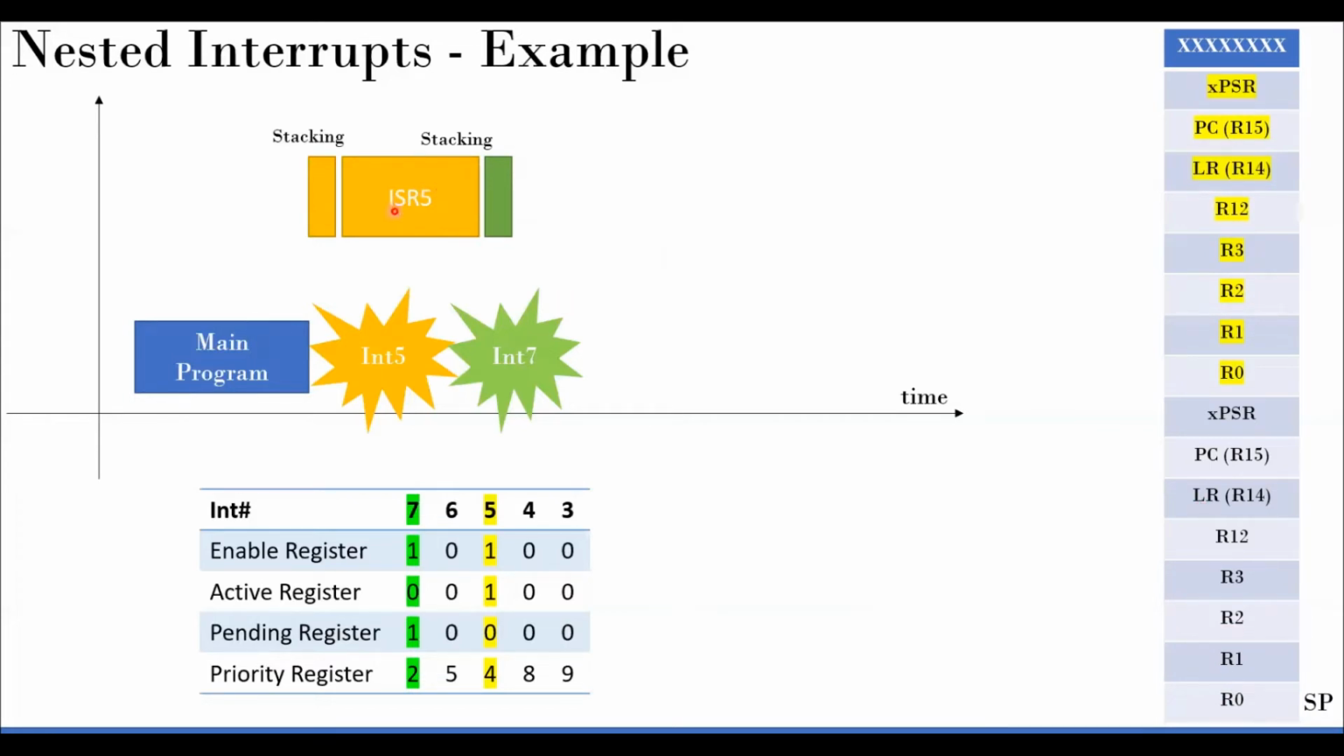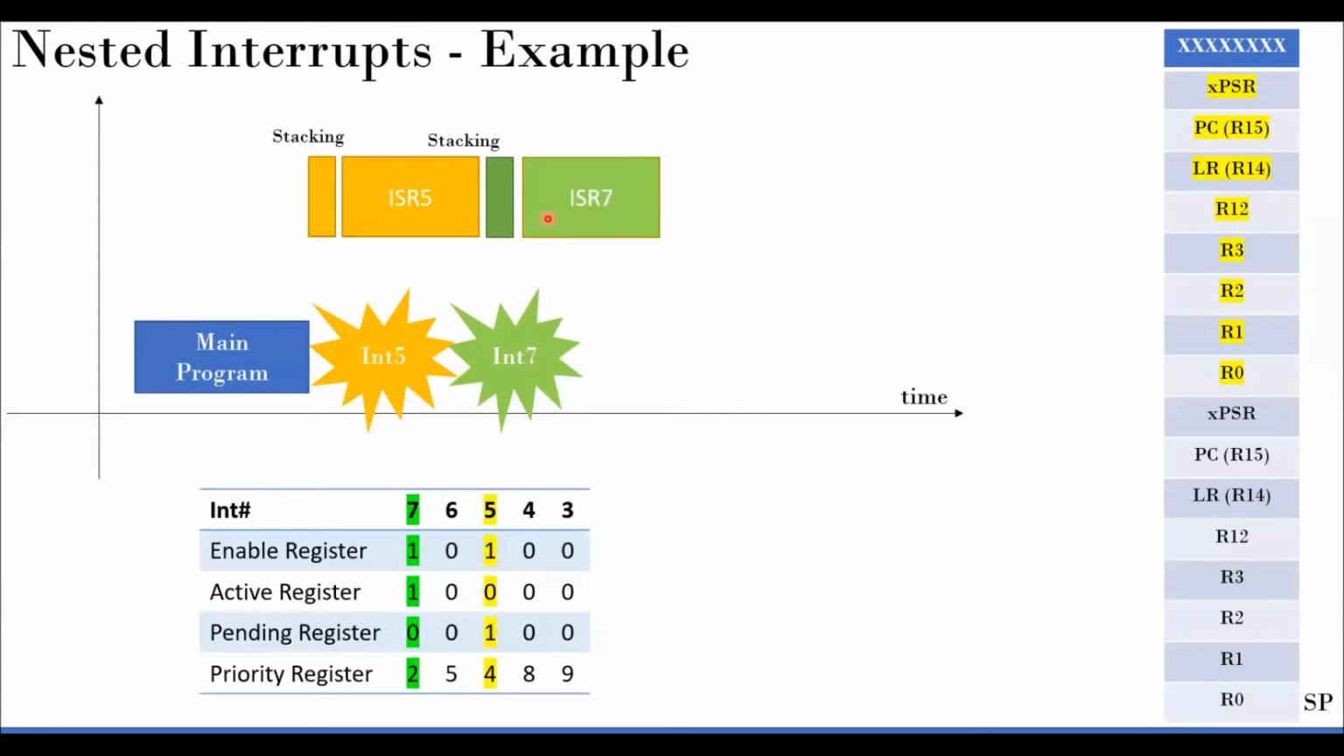Whatever the status register at the point of ISR 5 is, it is actually this one. This one is for the main program, and the stack pointer has moved here now. So this stacking has happened. And then you see over here, the active register is still 1, and this is pending. But the moment this stacking happens, the interrupt service routine corresponding to 7 is ready to get executed.